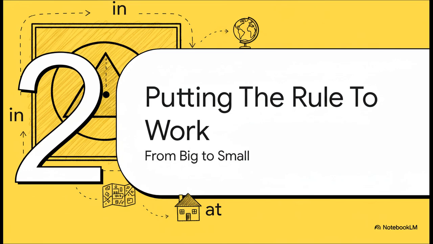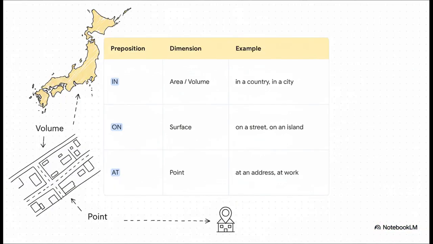So, this is where it gets really cool. These ideas, they're not separate. They're kind of like those Russian nesting dolls. We can use this geometric model to zoom in from a huge general area to something very, very specific. And you can see that flow perfectly right here. You start big, right? Inside a huge area. You're in a country. Then you zoom in a little closer to a surface inside that area. Now you're on a specific street. And finally, you land on the exact point. You are at the address. See that? From a volume to a surface to a point.